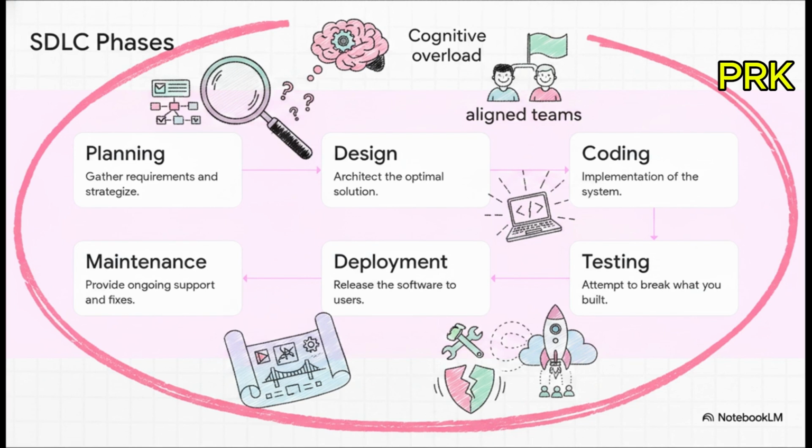Third, coding or implementation. Fourth is testing, basically trying to break what you just built. Fifth, deployment out to the users. And sixth, ongoing maintenance. And this brilliantly illustrates how following a logical flow entirely prevents cognitive overload and keeps dev teams perfectly aligned from day one.